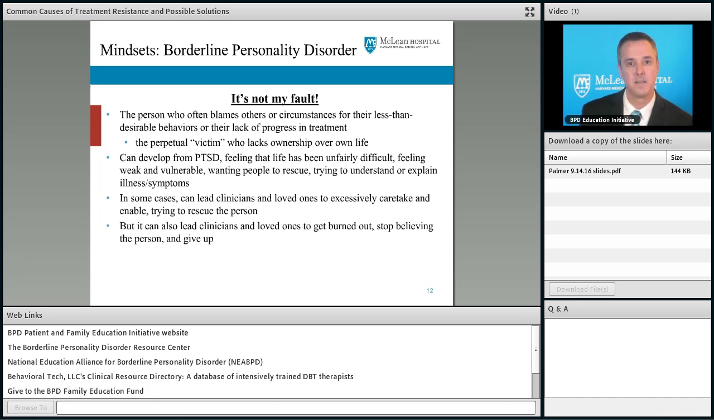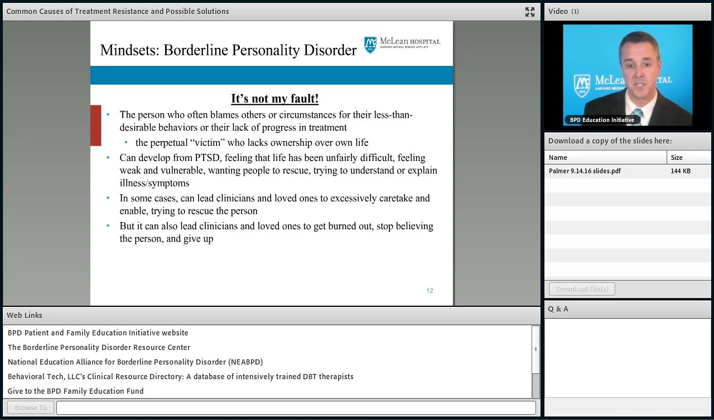And I've had some patients actually create histories of abuse and later told me, I lied. I was never abused. It never happened. But I just felt like I needed a reason to be so messed up.